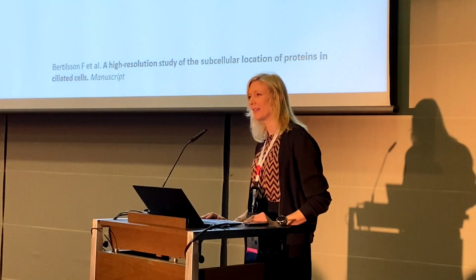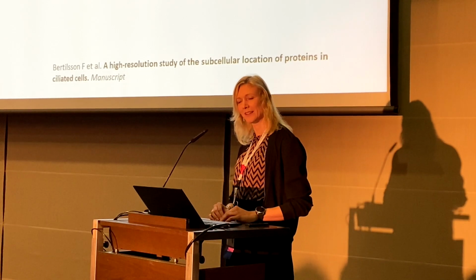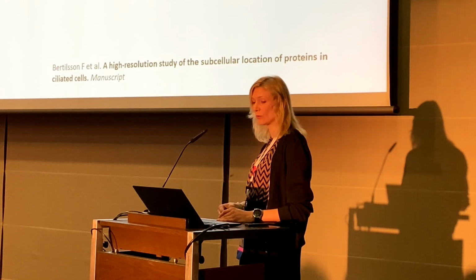Then we also built a panel for ciliated cells, where we wanted to look more at the ciliated structure in motile cilia. So we developed a panel that outlines the different parts of cilia, so the nucleus, cytoplasm, and then also the transition zone, basal body, and axoneme of the actual cilia structure on motile cilia. And here we looked at 5 different tissues that harbor motile cilia in the human body, both female reproductive organs and also the airways. And there we can also study how these different ciliated proteins are maybe altered in terms of subcellular localization between different organs in the human body.